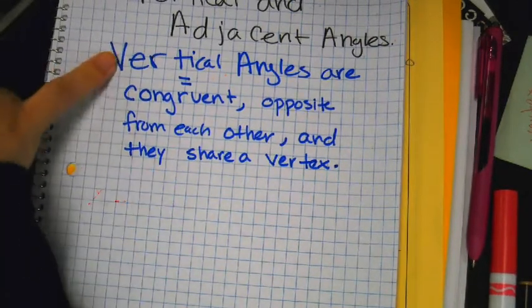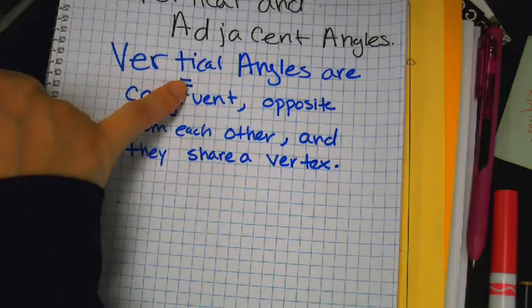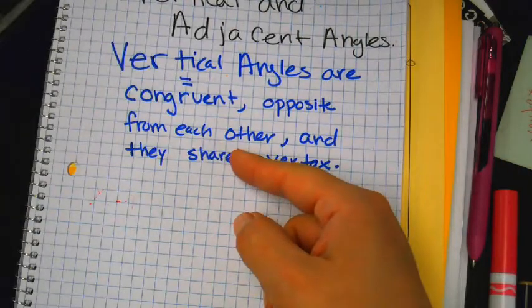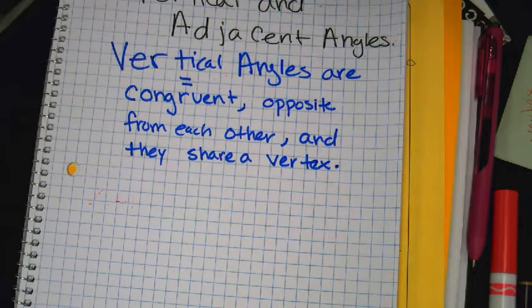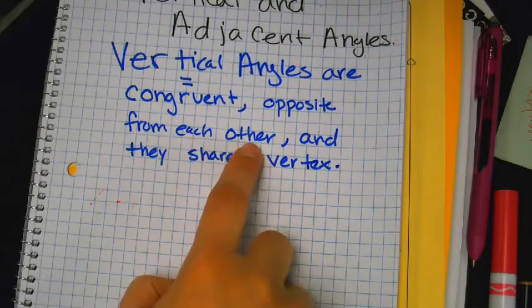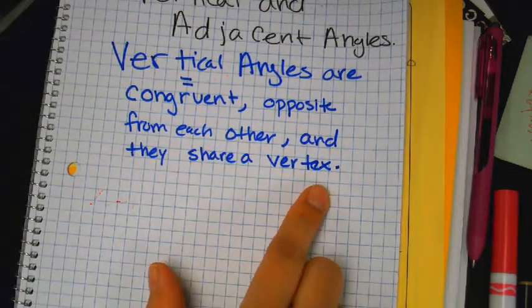So vertical angles are congruent, which just means equal. Opposite from each other. So, like, if one's on the top, the other one's on the bottom. If one's on the left, the other one's on the right. So that's what I mean by opposite from each other. And they share a vertex.